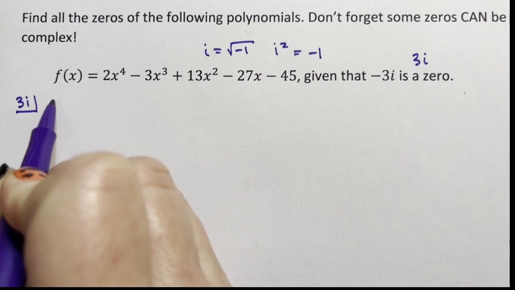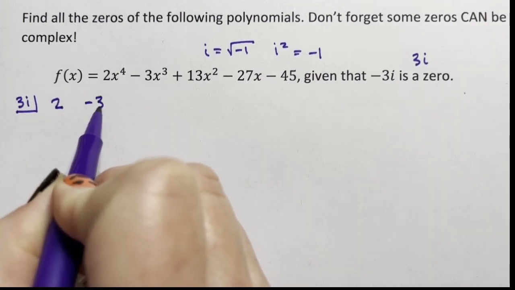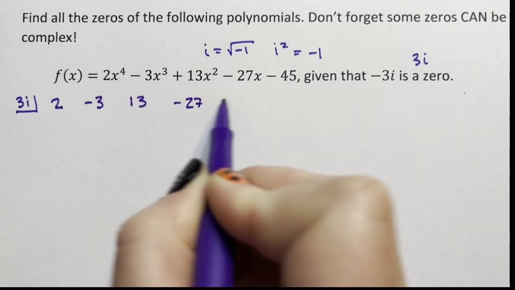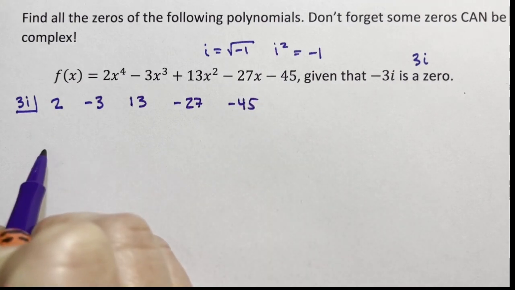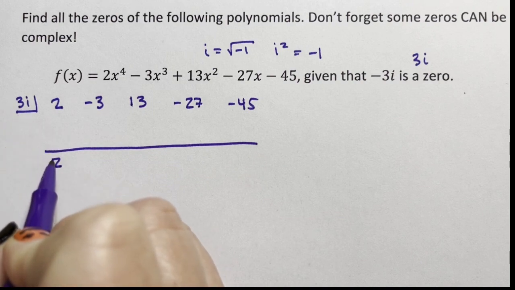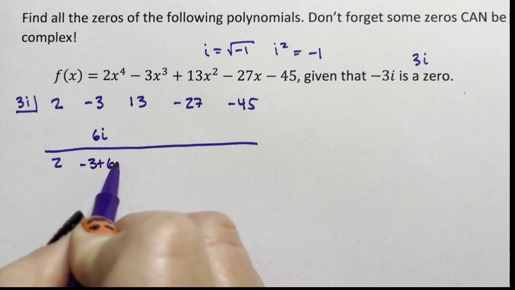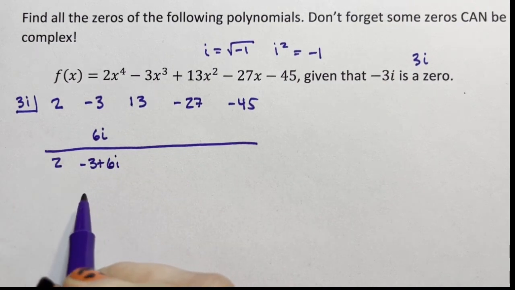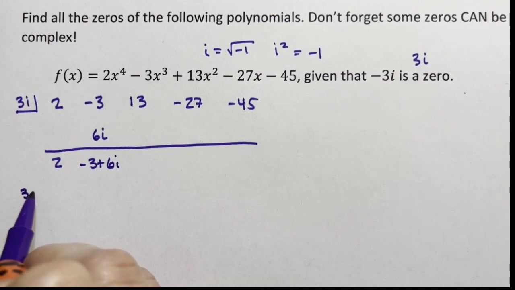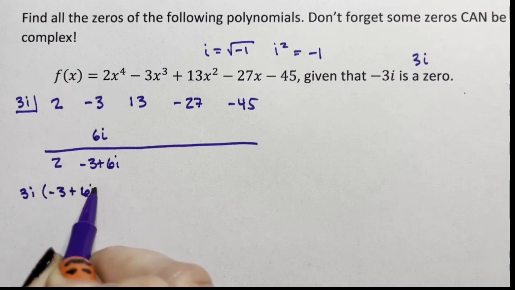So let's see the coefficients, and you need to leave a little bit of extra space. So 2x to the fourth minus 3x cubed, at least for this first one, plus 13x squared minus 27x and minus 45. Add down and then multiply. 2 times 3i is 6i, and then this is -3 plus 6i. I see why we need the space. I'm going to actually multiply this out. So 3i times -3 plus 6i.